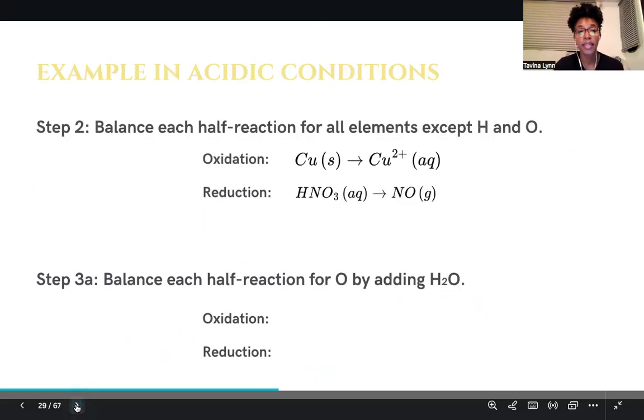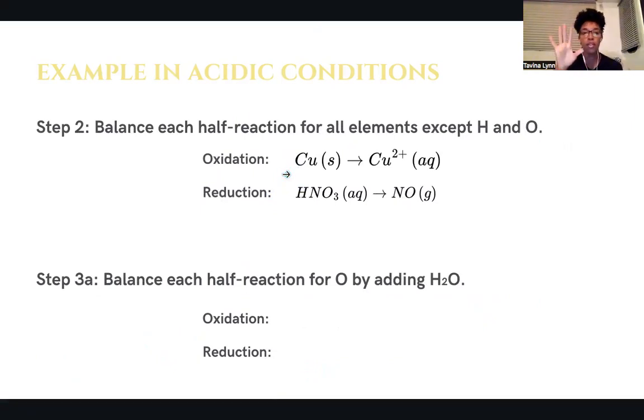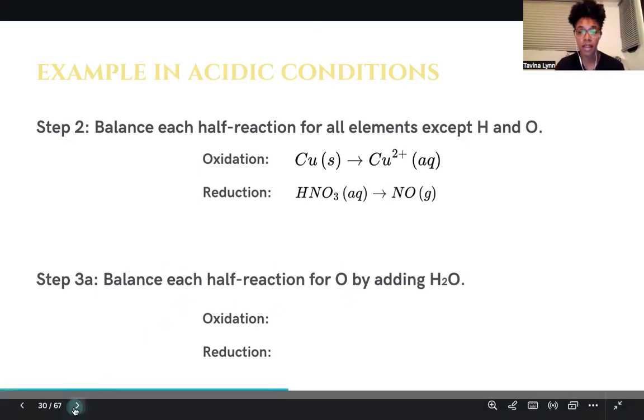So step 3, I'm going to put the previous step on the top just so we can see how we got to the previous step. So now moving to step 3A. So remember, this is when we balanced everything except hydrogen and oxygen. Now we're going to balance the half reactions for oxygen by adding water. So let's look at oxidation first, right? That's going to stay the same because we don't have any oxygens.